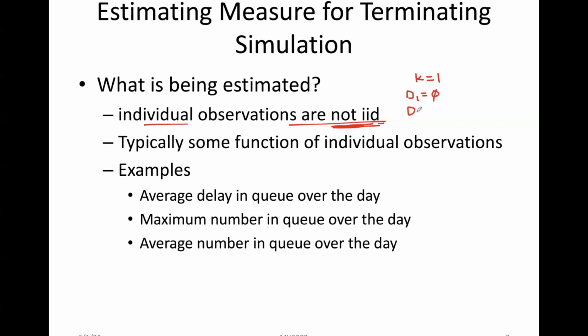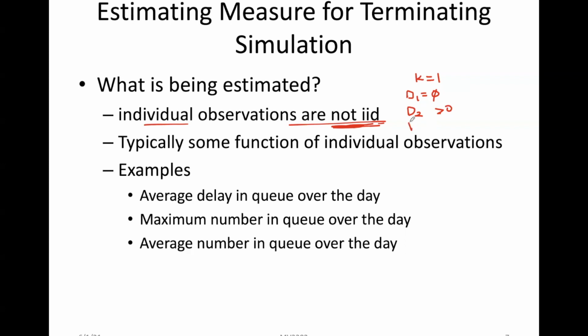What about the second guy? Well, the second guy could be 0, but only if that customer comes in after the first guy has completed service. But the second customer might come in while the other one is in service. And so the expected delay of the second guy is going to be bigger than 0 in general, but only by a little bit.